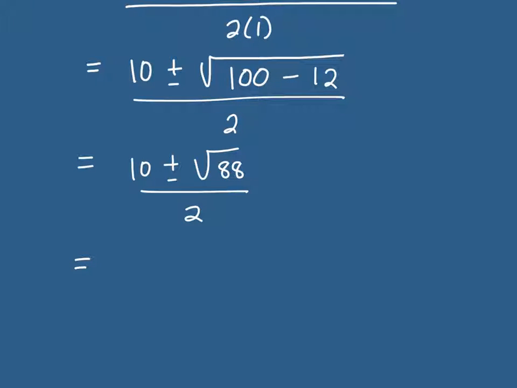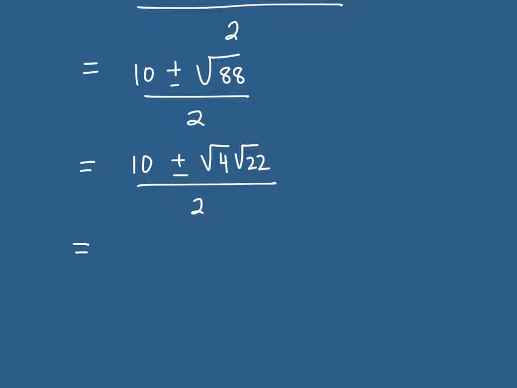The closest square root to 88 is 81. 88 doesn't have a perfect square root, but it can be simplified. Are there numbers that can simplify 88? What would go into 88 that would be a smaller number, a smaller square? 4. So 4 and 22 are the 2 square roots that make up 88, which means 4 can simplify. So I'll have 10 plus or minus 2 rad 22 all over 2.